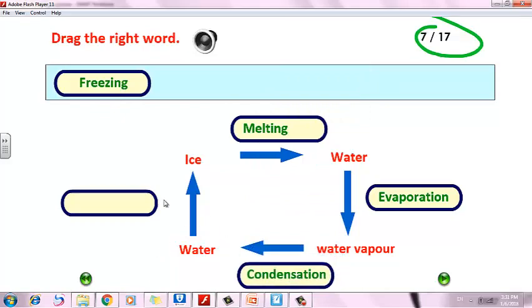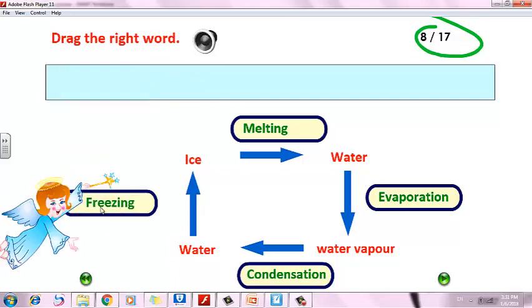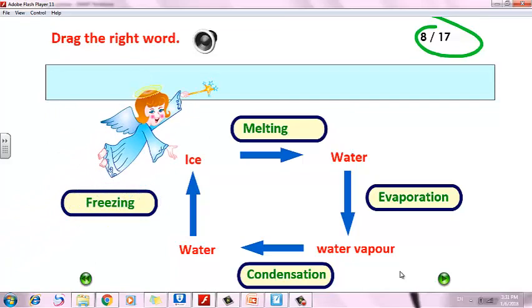What about water, which is liquid, back to ice, which is solid? I must freeze it, put it in the fridge. You did it!